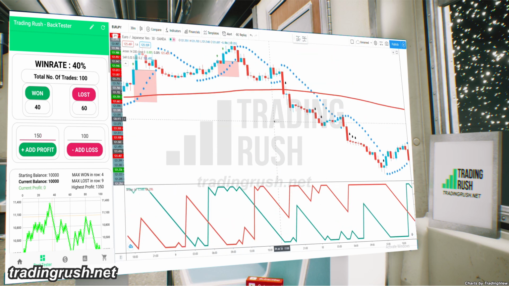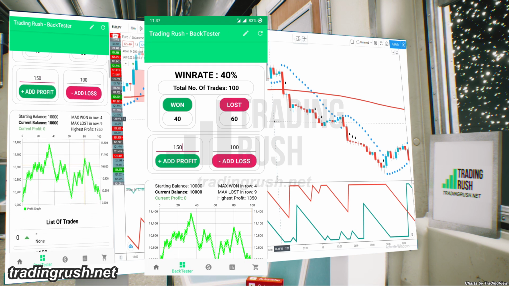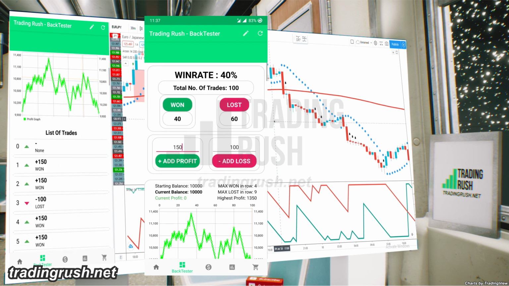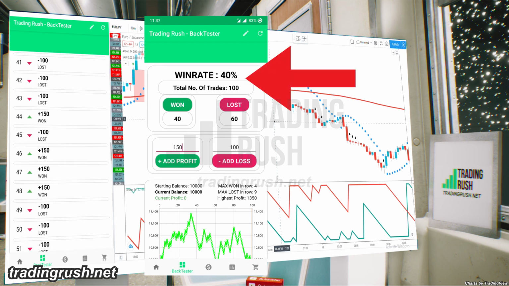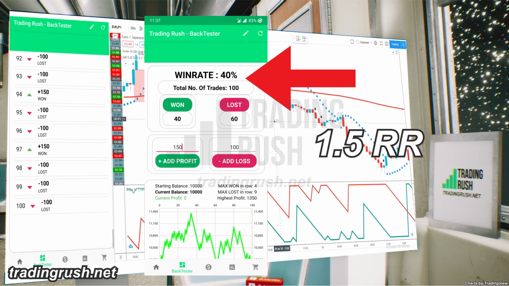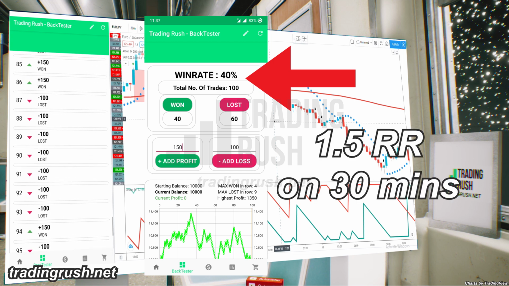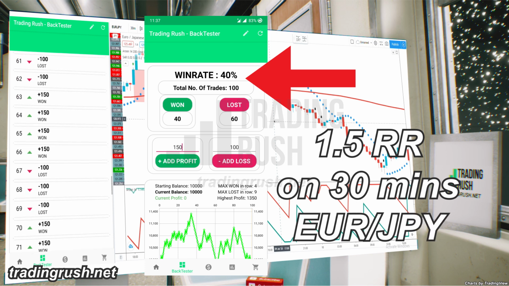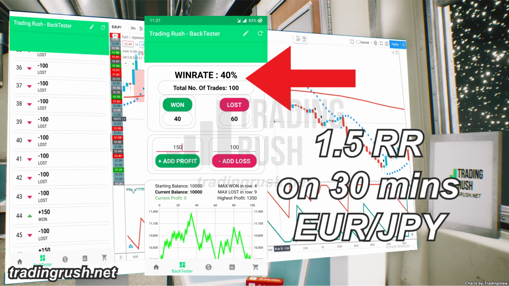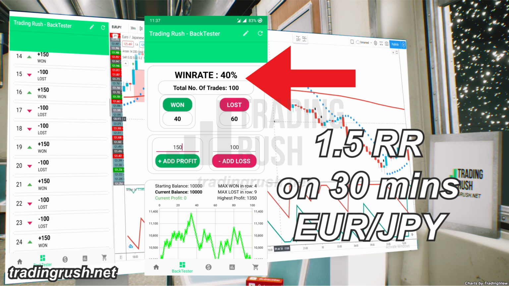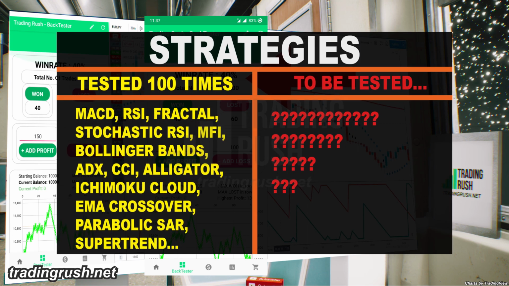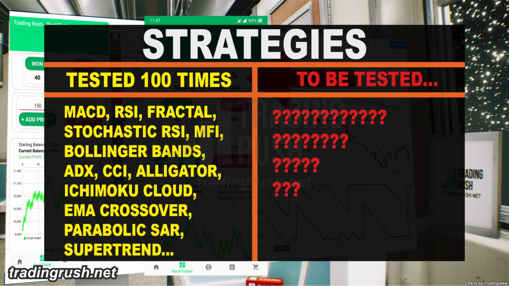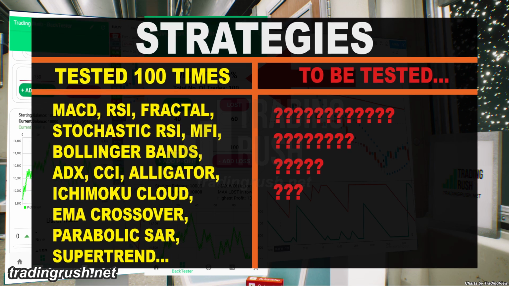So after testing the Aroon indicator as an entry signal generator, here's what I found. The win rate of Aroon indicator is approximately 40%. Since I tested other indicators with 1.5 to 1 reward risk ratio in 30 minutes and on Euro-JPY pair, I have used the same criteria to test this indicator as well. There were many other indicators that performed way better than what the Aroon indicator performed here.